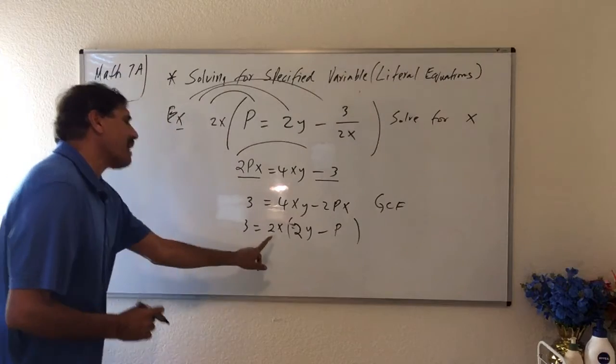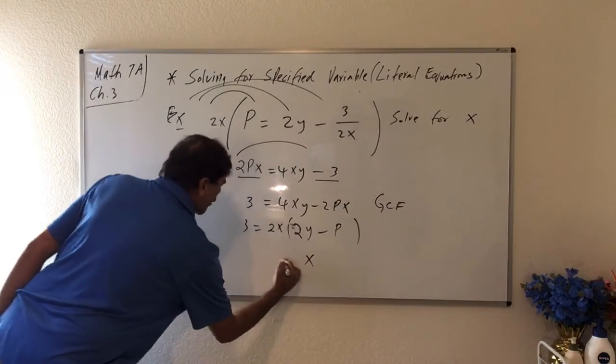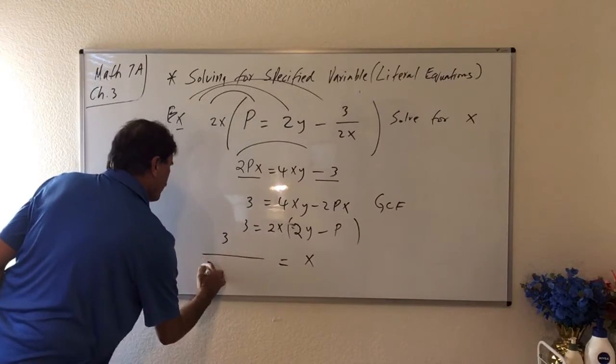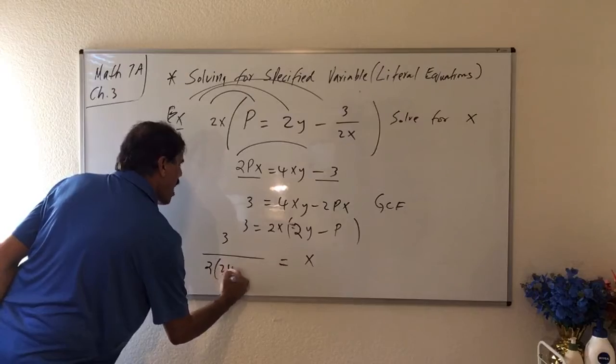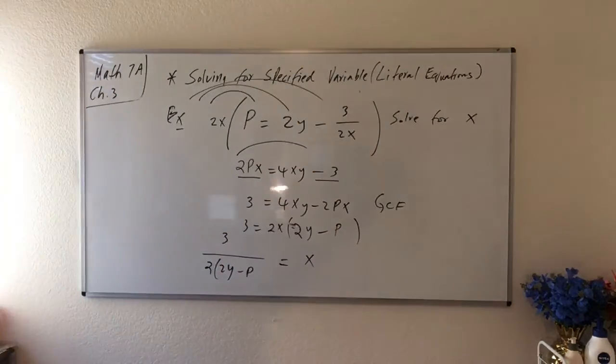Okay, so you want to make x by itself. Well, then divide everything by 2y. So this is a little harder, but your homework is not that hard. Just 3 over 2 times 2y minus p. That's the answer. So I'm sorry, I didn't mean to give you this one. But the homework is much easier. But later on, eventually, it's going to get a little harder.